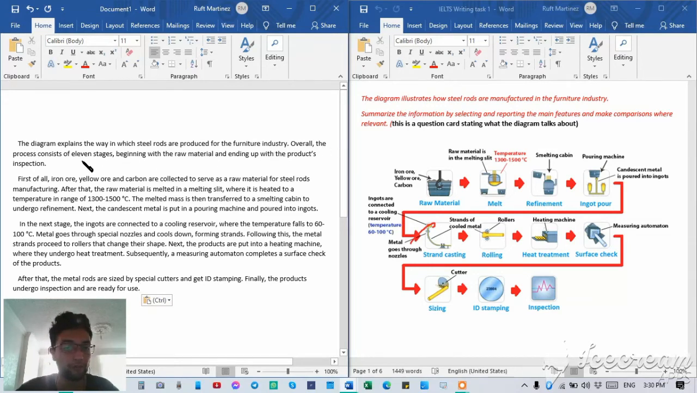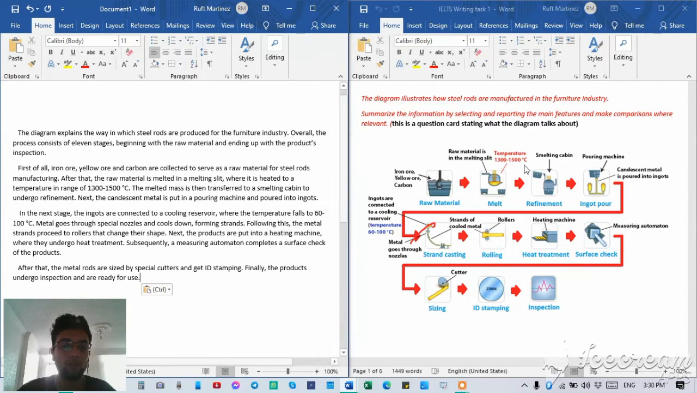Now it's time to talk about the process. Let's look at the first stage. That's how I wrote it. Here the first stage is the raw material. It has 1 additional piece of information: it contains iron ore, yellow ore, and carbon. As we can see, these are the raw materials that a bucket contains. So I'm going to write it like this.